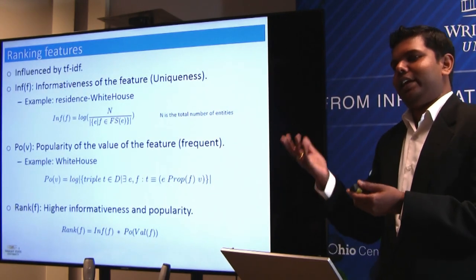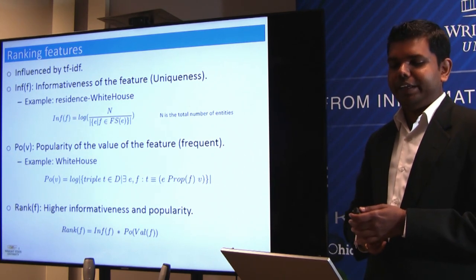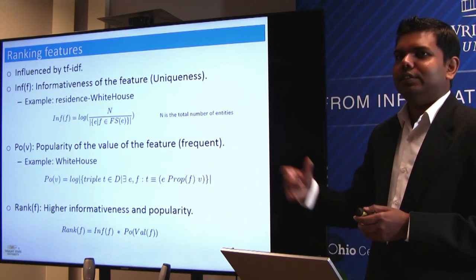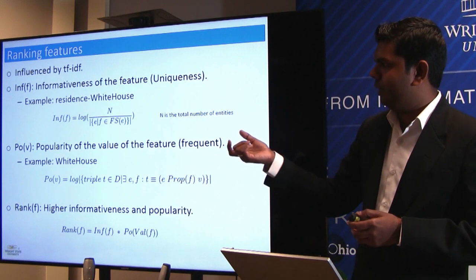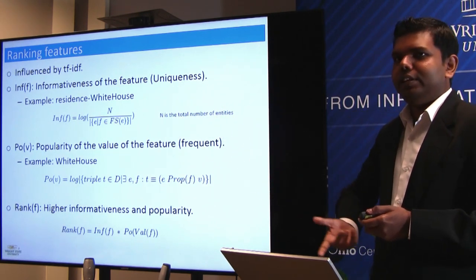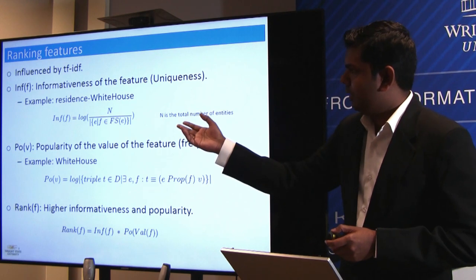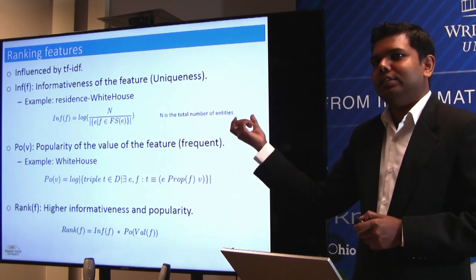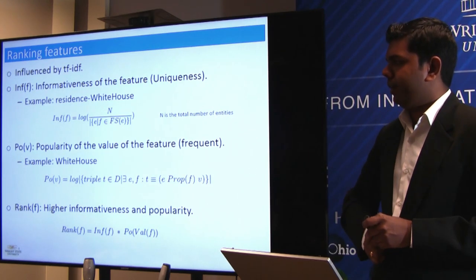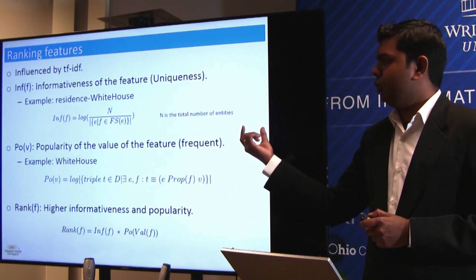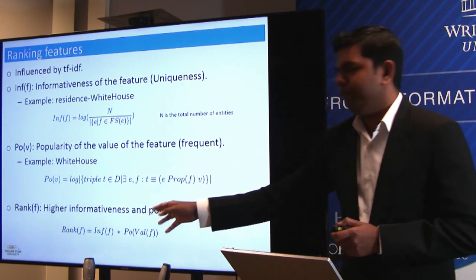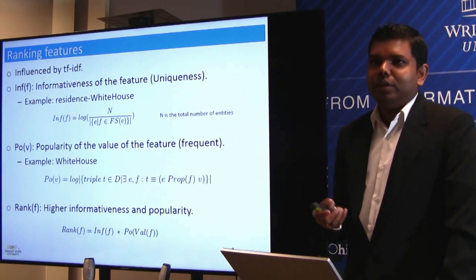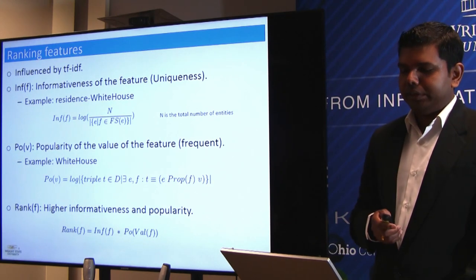So what we do is we adapt, or make use of, the TF-IDF based ranking. So these are formal equations that we measure the statistics of the triples. Informativeness is effectively the IDF part. So we count the number of features in the knowledge graph. And then the popularity is just the frequency of the value of the feature. And then we multiply them together, take the product, and that we call the rank, which is effectively the TF-IDF, and we adapt it for triples.